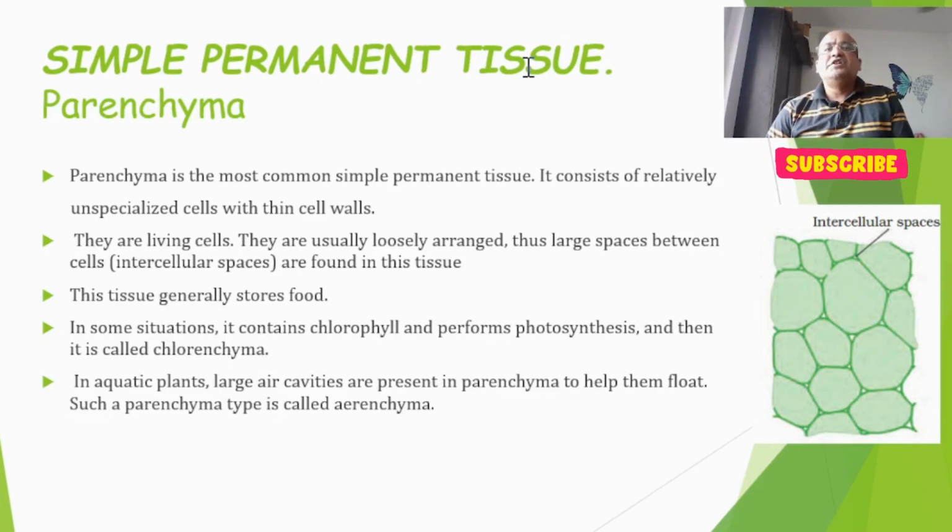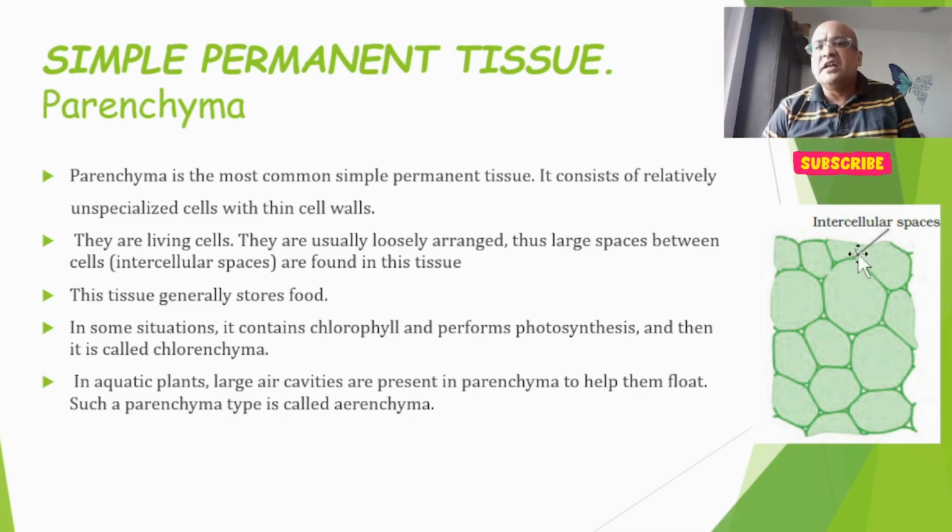Now, among the simple permanent tissues, the first one is the parenchyma. Parenchyma is the most common simple permanent tissue. It consists of relatively unspecialized cells with a thin cell wall. They are living cells. They are usually loosely arranged. See the arrangement, they are loosely arranged. So large spaces between the cells, that is, intercellular spaces, are found in this tissue, right? So large spaces you will observe in this tissue.